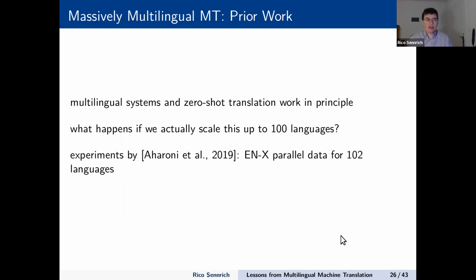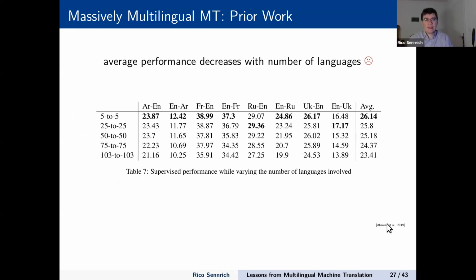This is what Aharoni et al. have tried, with English to X parallel data for 102 languages. Now, the first results are not actually that encouraging. This is for the supervised directions, where you have to use training data. Actually, the average performance tends to go down as you bring in more languages. So it does seem to be a capacity bottleneck, having more and more tasks that you need to solve with the same number of parameters.